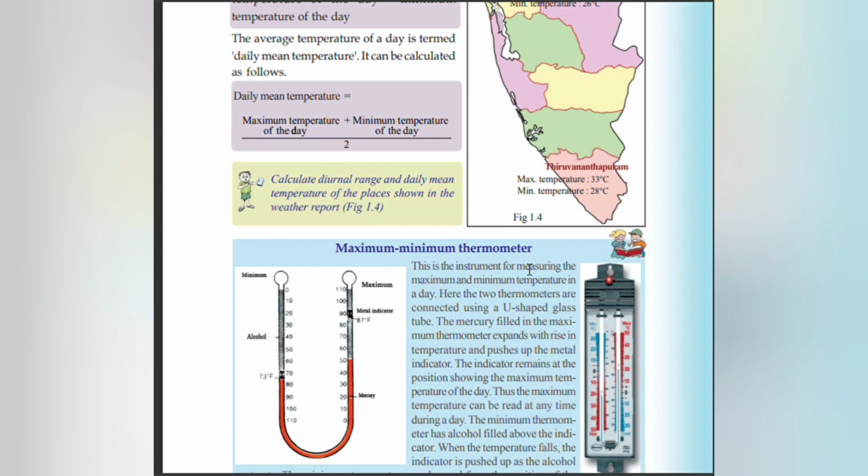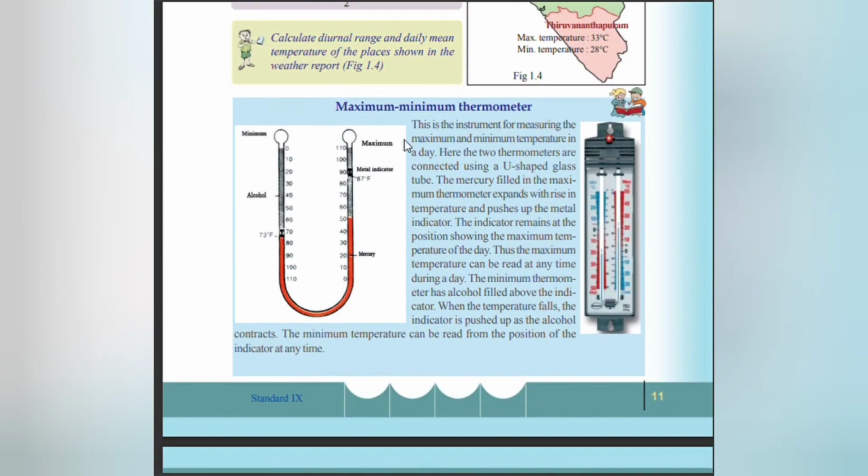Maximum minimum thermometer. This is the instrument for measuring the maximum and minimum temperature of a day. Here the two thermometers are connected using a U-shaped glass tube. The mercury filled in the maximum thermometer expands with the rise in temperature and pushes up the metal indicator. The indicator remains at the position showing the maximum temperature of the day. Thus the maximum temperature can be read at any time during a day.